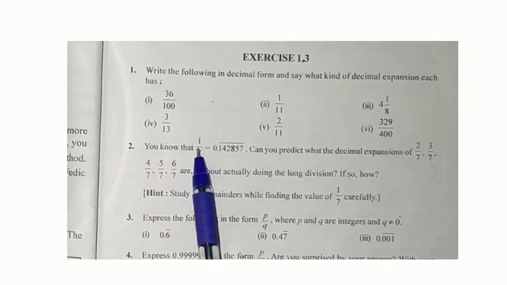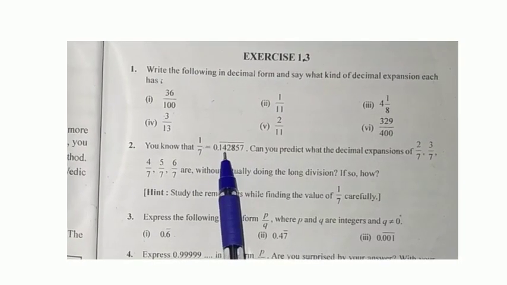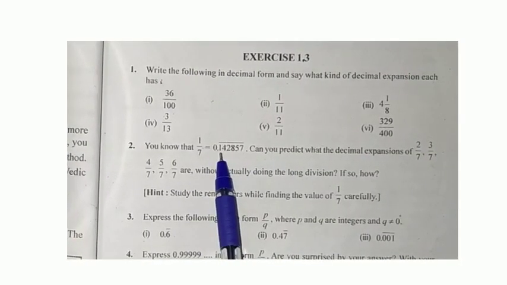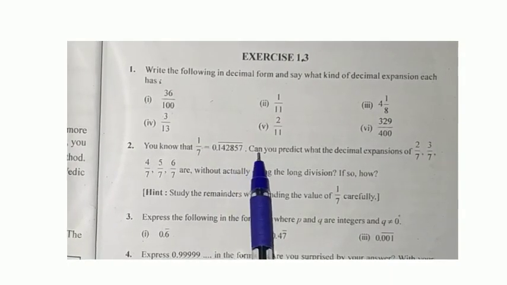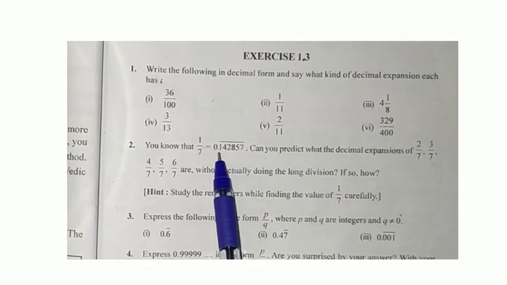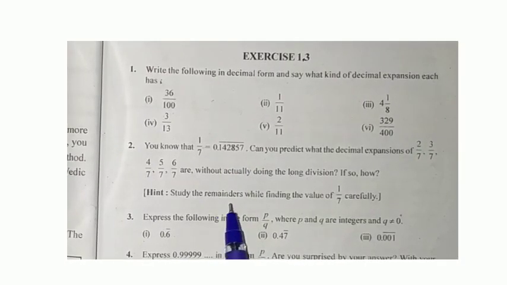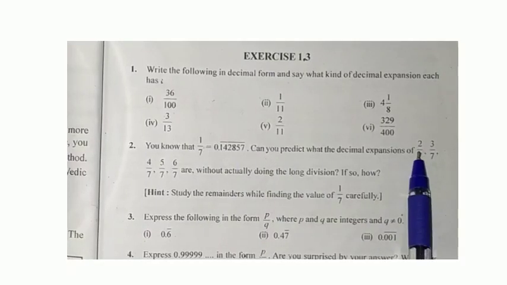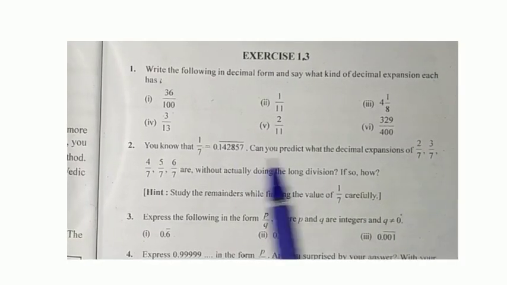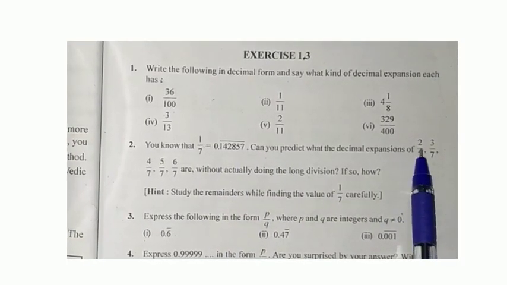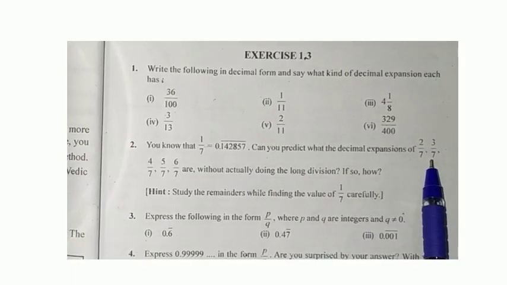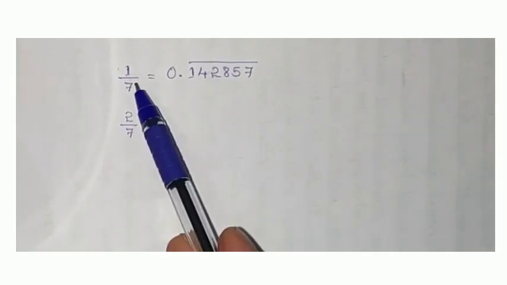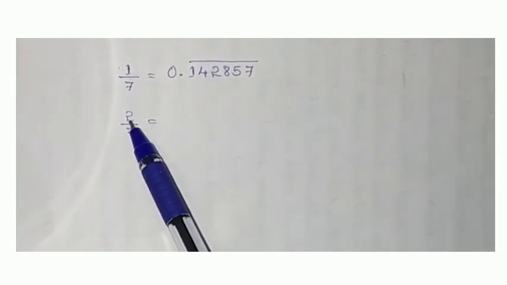Whenever you divide 1 by 7, here we will get 5. In the quotient we will get a total of 6 digits which repeat continuously. So take 2 by 7 as 1 by 7 into 2. Let's do the calculation and we will get to know how to do that. They only gave the value of 1 by 7. Now we have to find the value of 2 by 7.